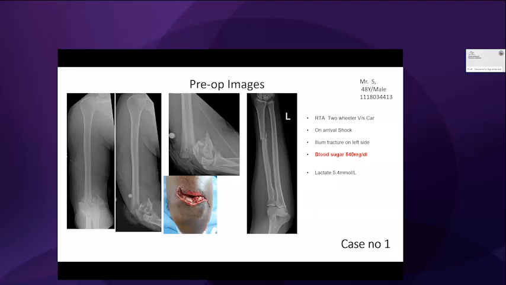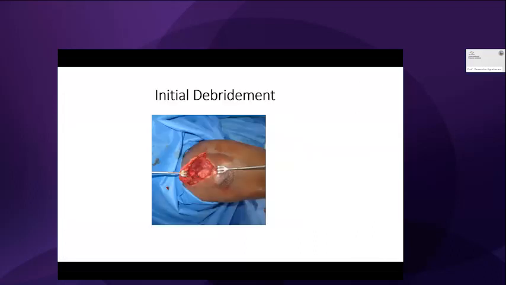And on arrival, the serum lactate estimation showed above 5, and blood sugar was quite high, which tells us that the patient is having uncontrolled diabetes mellitus. And in these situations, when the patient arrives in shock and in the middle of the night, sometimes smaller wounds get neglected. That is what has happened, and this wound was just superficially debrided, and then suturing was done.